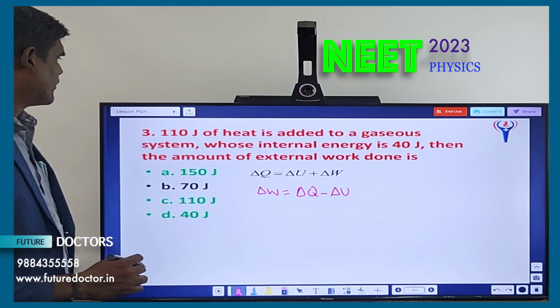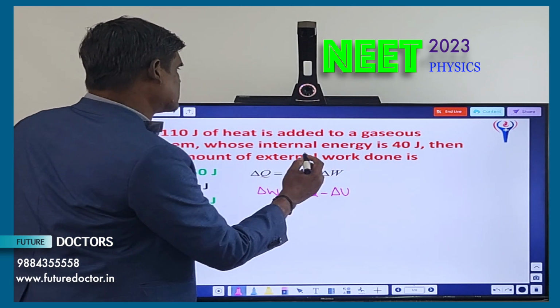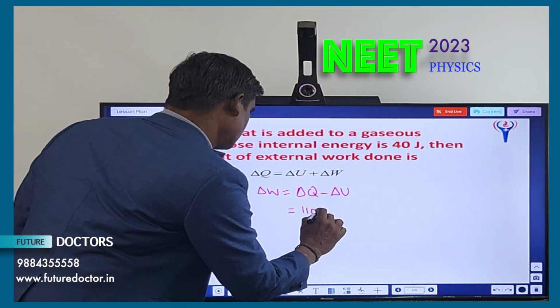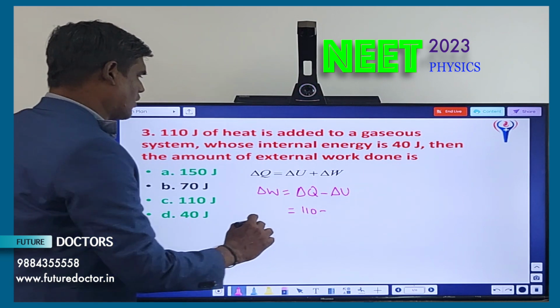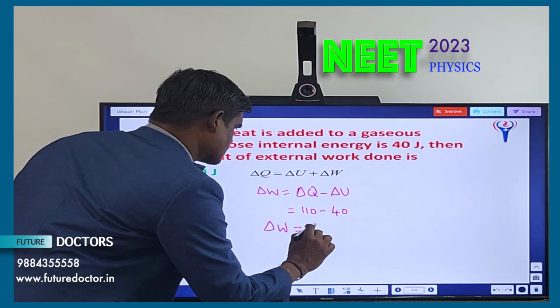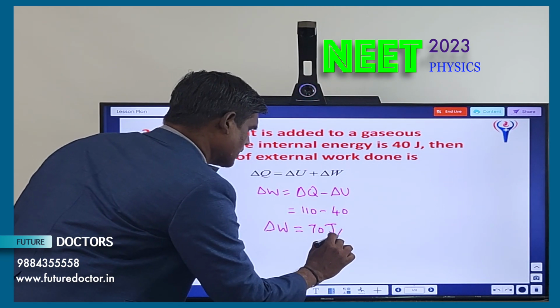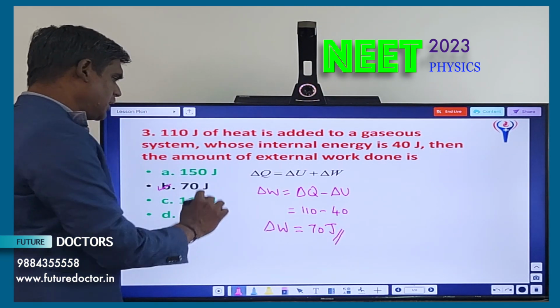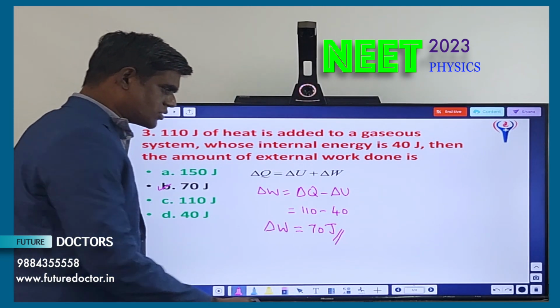Delta W equal to delta Q minus delta U. Both values are given directly: heat energy is 110, 110 minus delta U, which is 40. Then delta W equal to 110 minus 40, 70 joules. Option B is the correct answer. Let's move to question number 4.